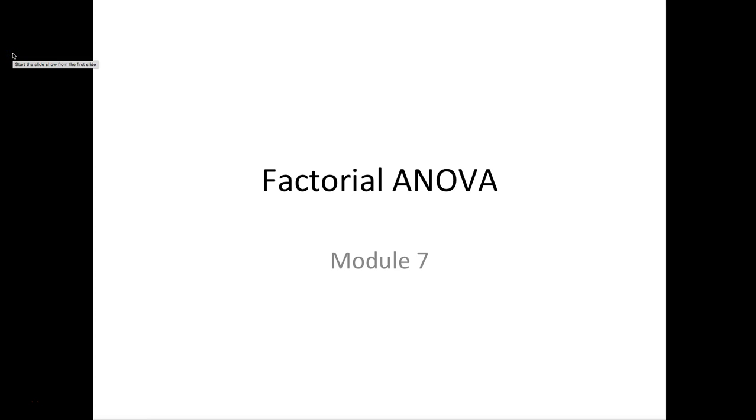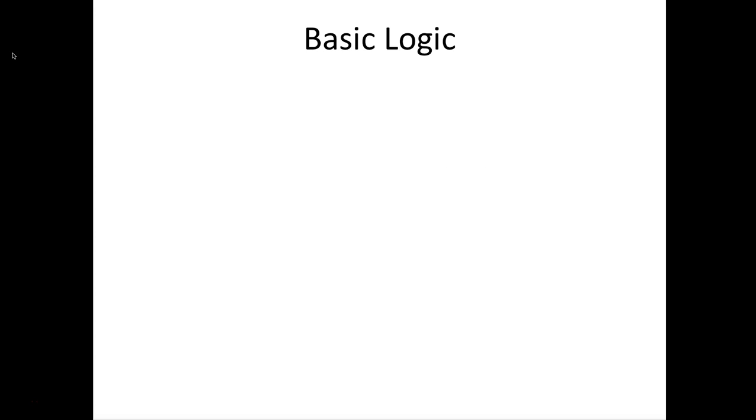In Module 7 we'll be talking about factorial ANOVA. Your chapter in Salkind talks about two-way ANOVA. We'll talk about factorial ANOVA more broadly. Two-way ANOVA is a form of factorial ANOVA. So again, we'll start with the basic logic.